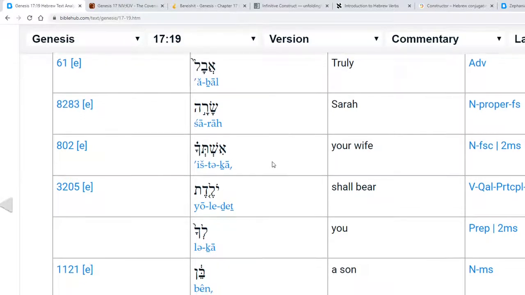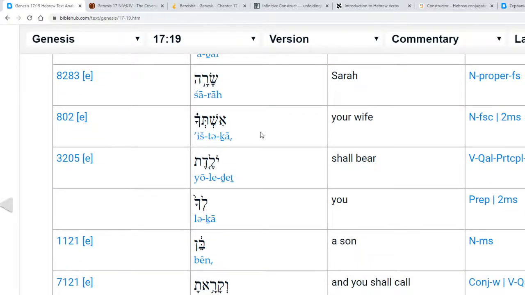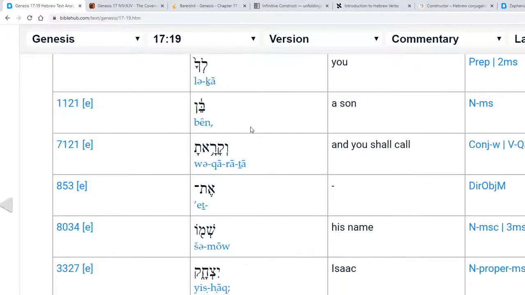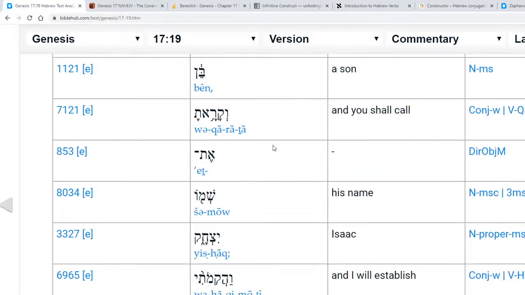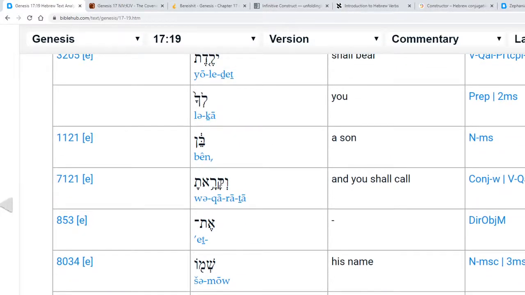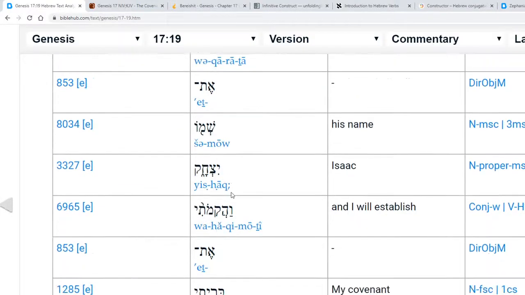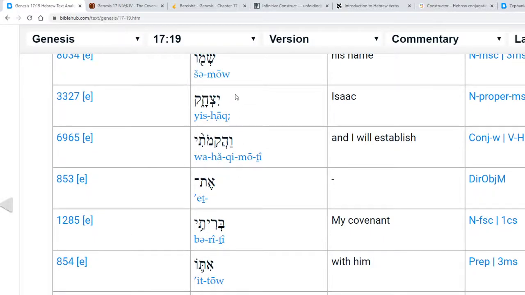It seems. Sarah, Ishtecha, your wife, Yoledet, right? So this is the participle. It's in the present tense. I'm not sure why they put it in the future. This is the participle, Yoledet. She is giving birth. Lecha, to you, right? Ben, a son. Vekarata, so conjunctive verb. Karata is in the perfect, completed, but it's getting flipped. You shall call him, right? Et is the direct object marker. Shemo, his name. Shem means name. Shemo means his name. Yitzchak, Isaac, right?